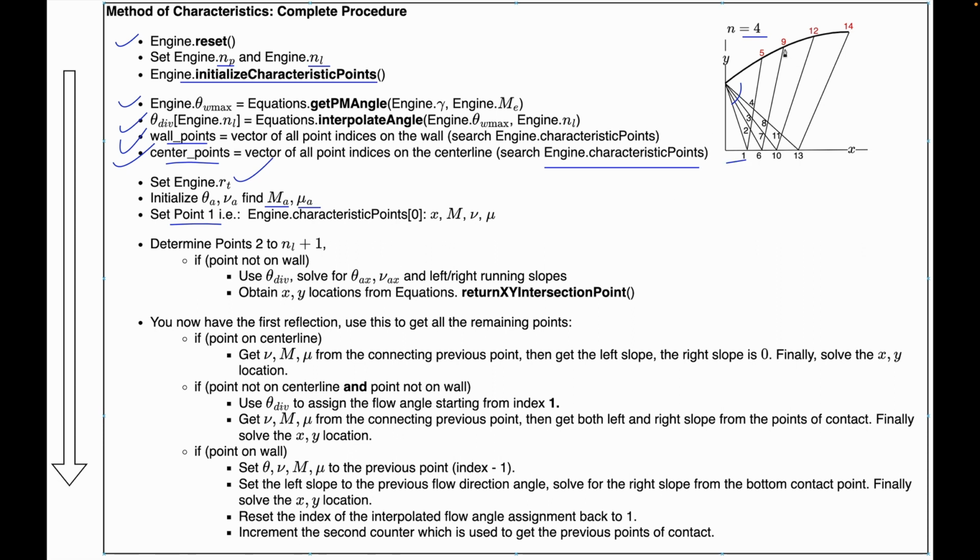Then you proceed with the next reflection. So the first reflection here, points 2 to 5, because you need to do the interpolation for theta and nu at x, imaginary point here, which is somewhere up there. So you get the left and the right running slopes. You get the xy locations of these points here. When you get to point number 5, you need to extend point 4 up, and then this will be the maximum wall angle. You solve for x and y at point 5. When that's done, you have the first reflection. You can get all the remaining points with this.